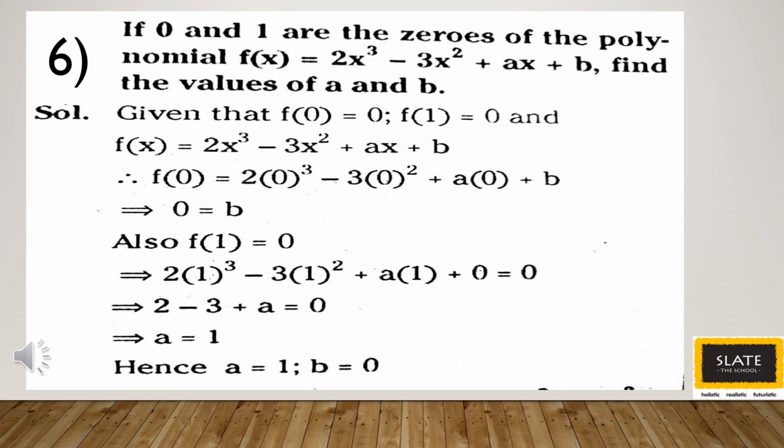Now 1 cube is 1, 1 square is also 1. Now 2 into 1 is 2 minus 3 into 1 is 3 plus a is equal to 0. 2 minus 3 is minus 1 plus a equal to 0. Minus 1, when it is shifted to right hand side, we get plus 1. Therefore, a is equal to 1. Hence, a is equal to 1 and b is equal to 0.